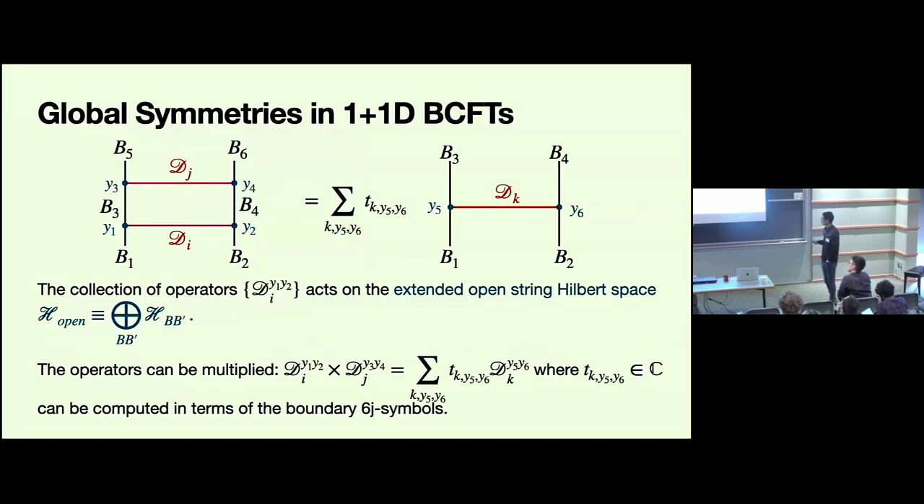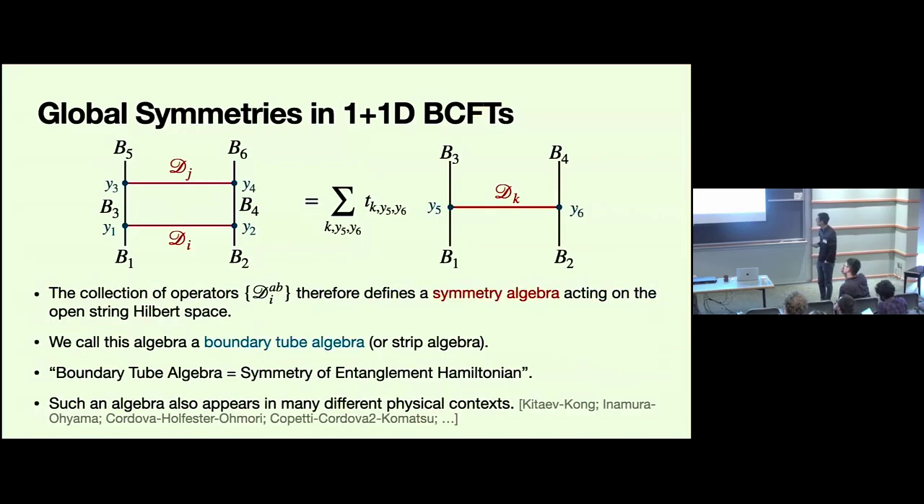Now, if you take two of these operators, you can multiply the two by just putting the two operators next to each other and then parallelly fusing. This fusion coefficient, T, these are some complex numbers. In examples you can explicitly compute them using so-called boundary 6j symbols. The details are not important, but this collection of operators under this multiplication forms an algebra. They define a symmetry algebra acting on the open string Hilbert space. And we're going to call this algebra a boundary tube algebra for the sake of this talk.